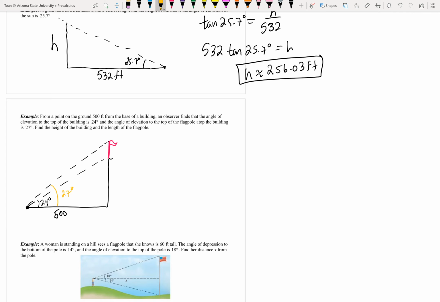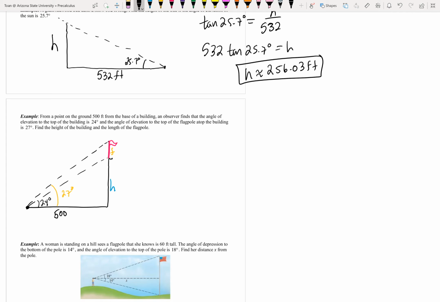Find the heights of the building and the length of the flagpole. So I hope everyone agrees that this is a two-part question. It's asking us two things. It wants us to find the height of the building, which I'll call H here. And I want to find the height of the flagpole, which, I don't know, F for flagpole.